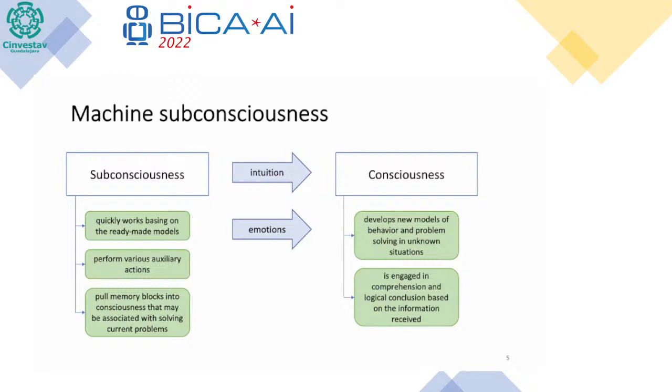Intuition is used to transfer information from subconsciousness to consciousness. Another mechanism to transmit information to consciousness is emotions, which show the consciousness what is happening at the subconsciousness level.